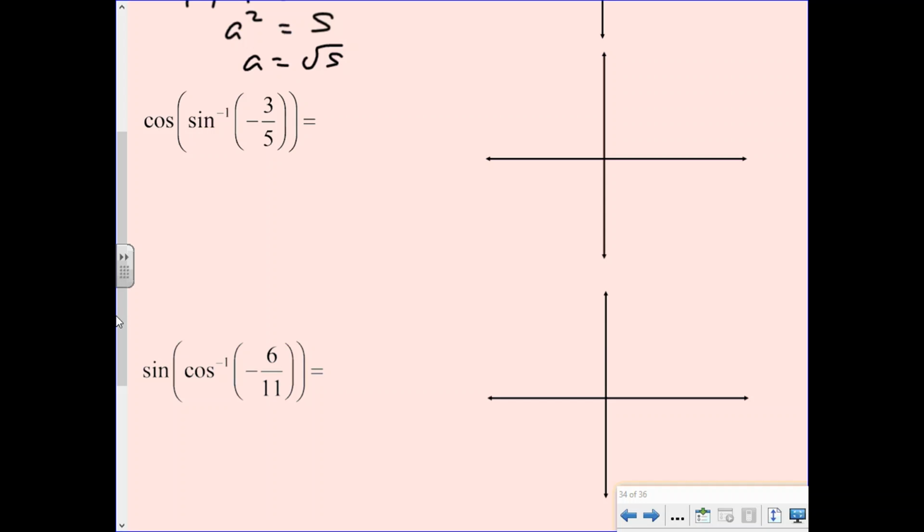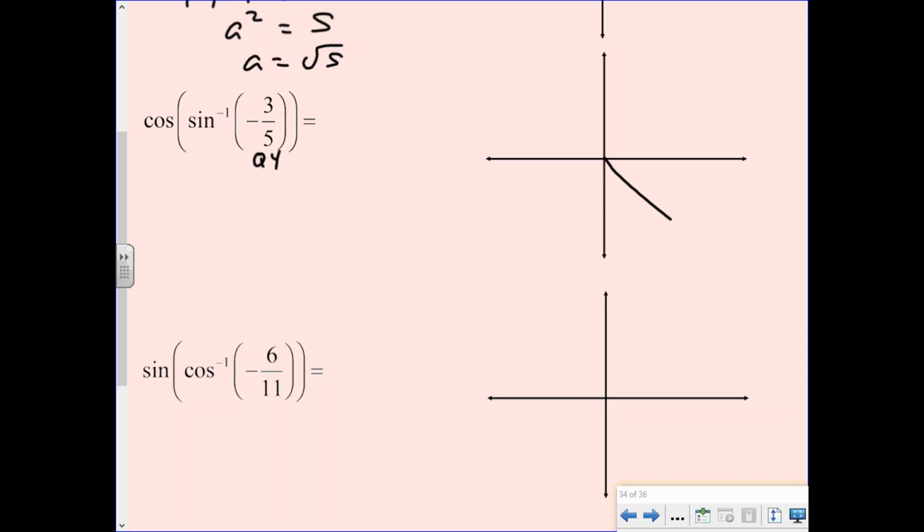And then I'm going to keep on going and work them out with you. Okay, so hopefully you've got those 2 guys done. If you haven't, again, pause the video, please, and try to see if you can at least get the triangle sketched. For this guy here, we know that since the inverse sine of -3/5, that tells us we're in quadrant 4, since the sine is negative.